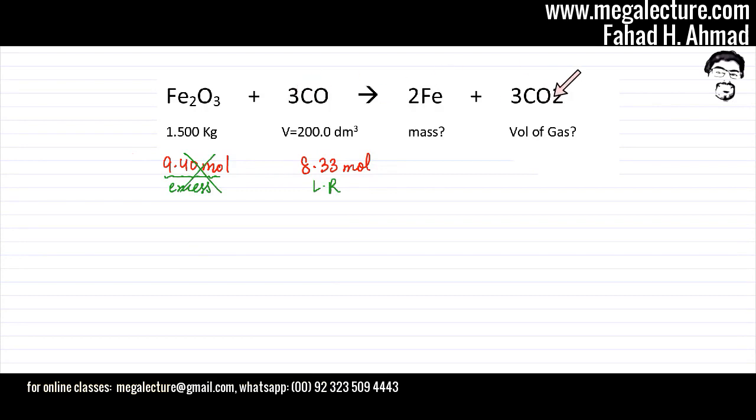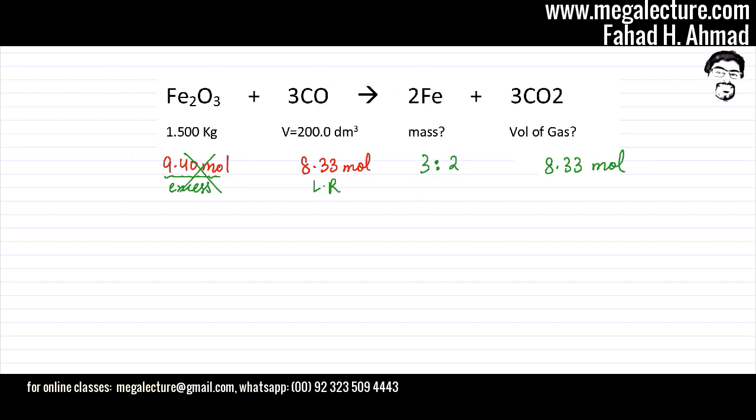Carbon monoxide and carbon dioxide have exactly the same ratio, 3:3, which means if you have 8.33 moles of carbon monoxide, the moles of carbon dioxide are exactly the same: 8.33 moles. Remember that on your calculator this should be a recurring 3. I can use ratios to find the moles of Fe. 3 molecules of carbon monoxide produce 2 Fe, so the ratio is 3:2.